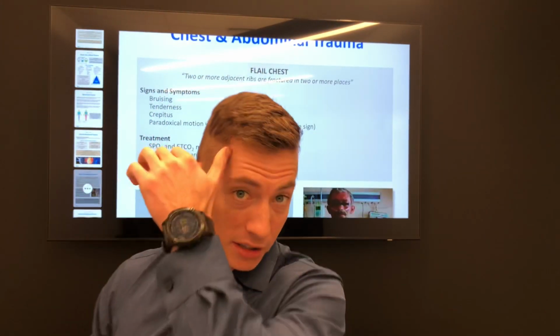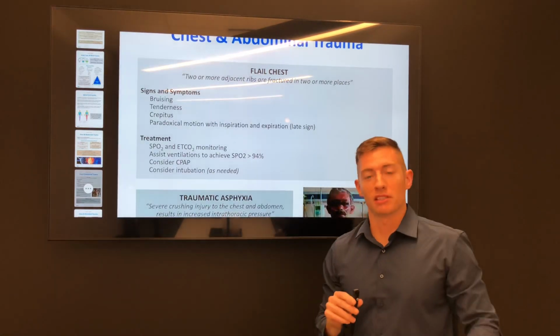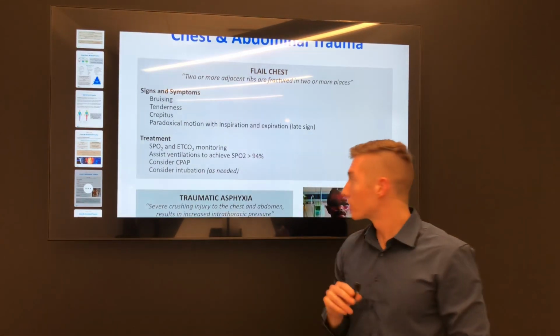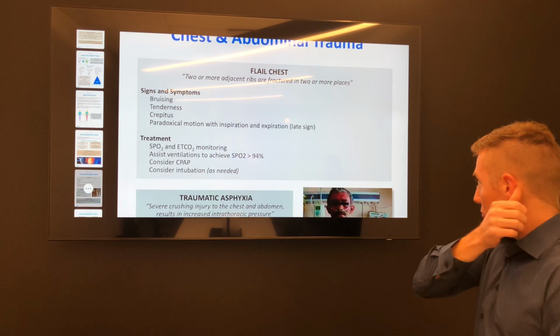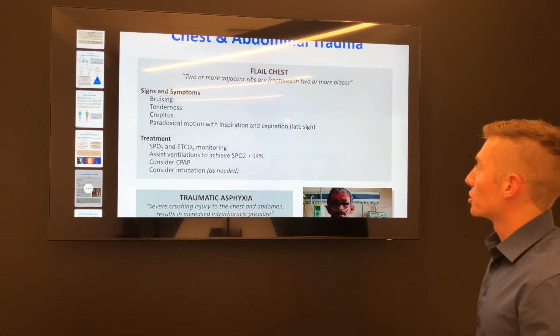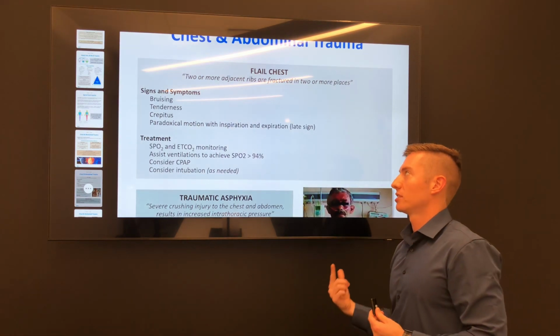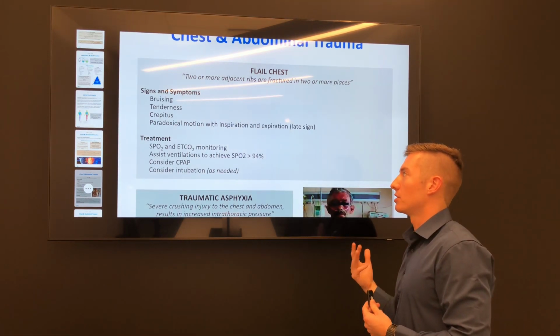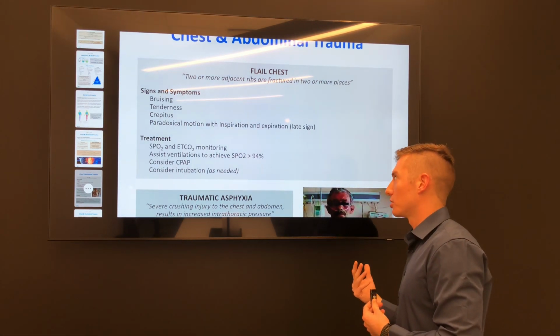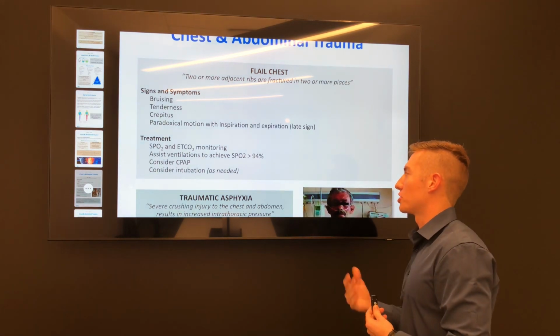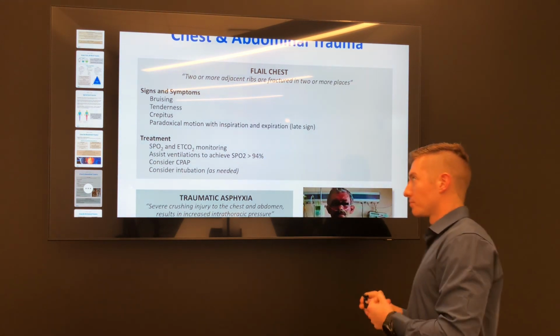So you're going to shove that in there, and you're going to hear a whistling sound of air coming out, or you're going to have blood spurt out if it's a hemothorax. Flail chest: 2 or more adjacent ribs are fractured in 2 or more places. So signs and symptoms of this, you're going to have bruising, tenderness, crepitus, and paradoxical motion with inspiration and expiration, which is a late sign.